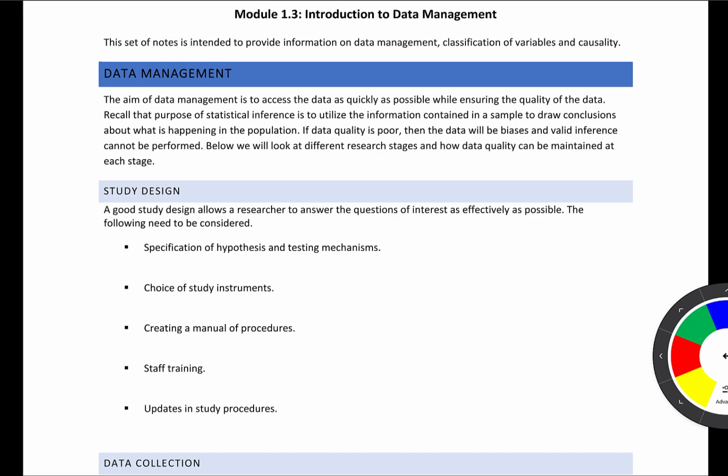And so it's really important at all stages that we ensure that we have quality data and that quality is maintained at each stage, because otherwise it won't matter what analysis we do if our data quality is poor.